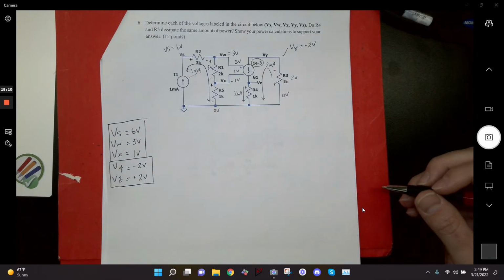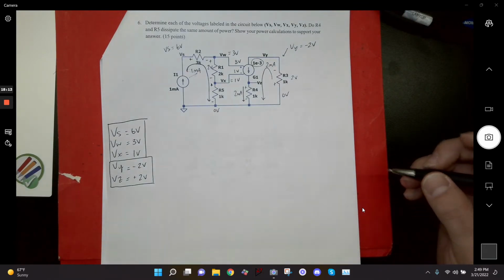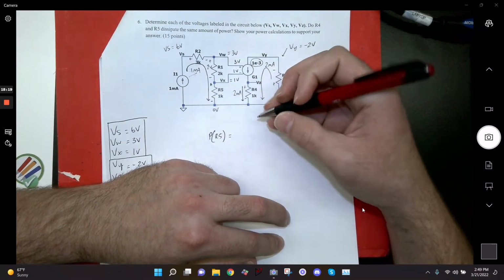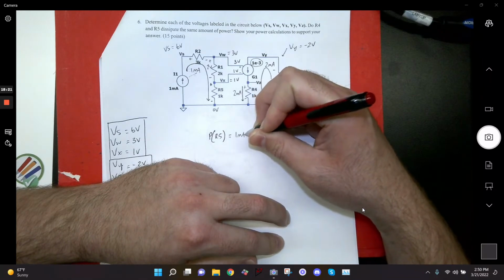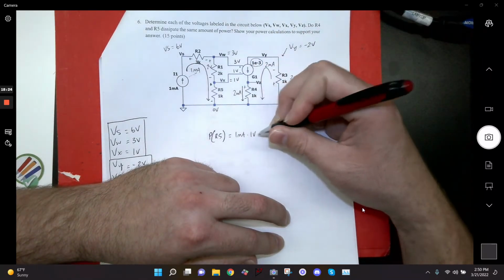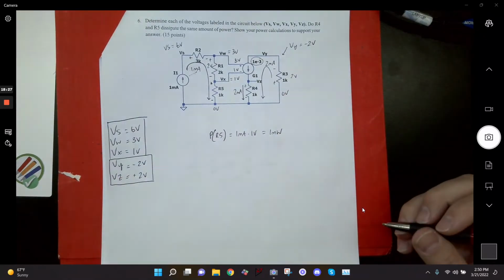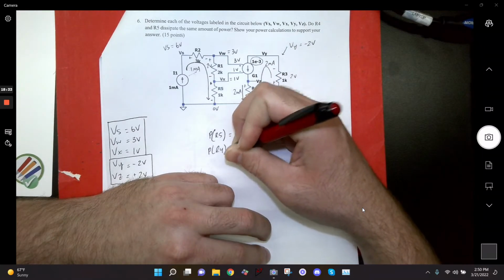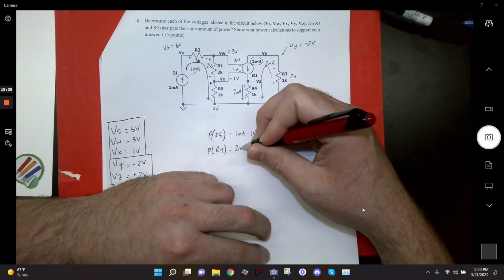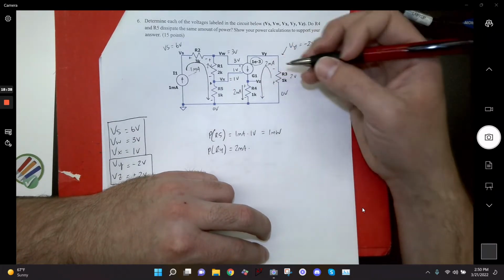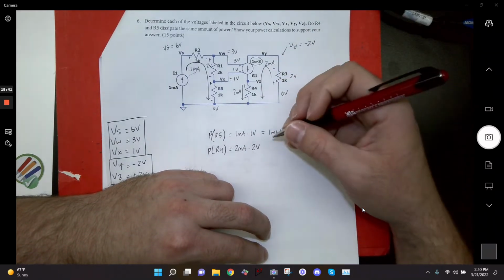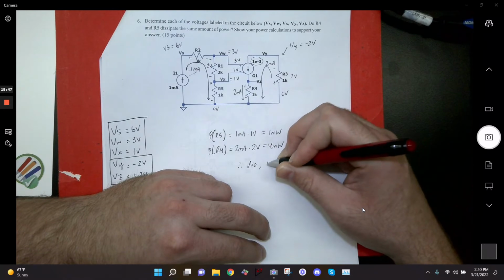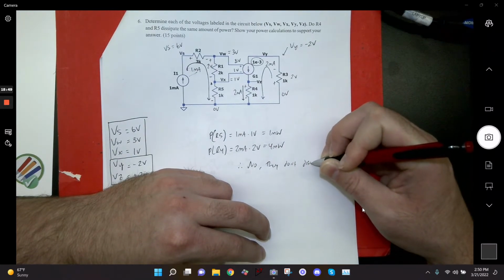And then I asked, do R4 and R5 dissipate the same amount of power? So let's look at R5 first. The power dissipated by R5 is going to be the current through R5, 1 milliamp, times the voltage across it, which is 1 volt. The power dissipated by R4 is going to be the current through it, which is 2 milliamps, times the voltage across it, which is 2 volts. 4 milliwatts. So therefore, no, they don't dissipate the same power.